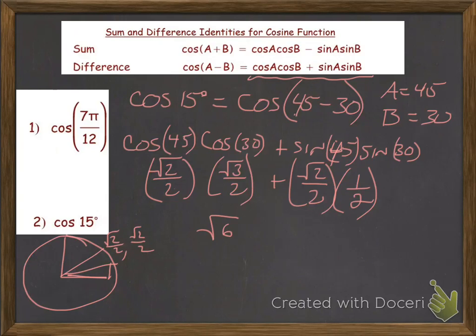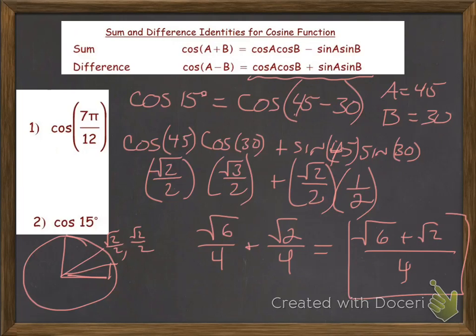So I get square root of 6 over 4 plus square root of 2 over 4. And now my common denominators are the same. Square root of 6 plus square root of 2 over 4.